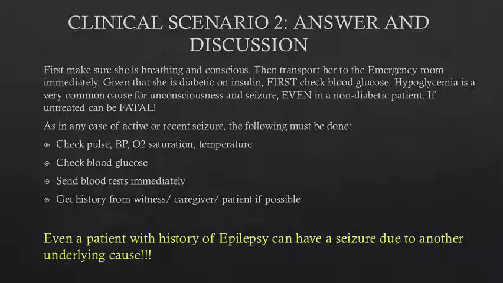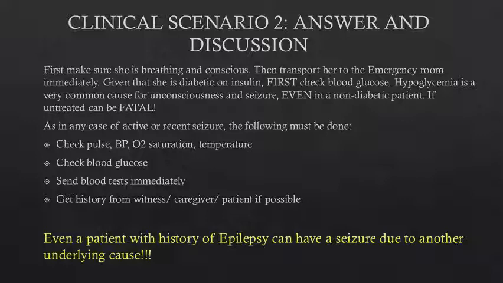The first step is to check her airway, breathing, and circulation to make sure she is breathing and conscious. Then, transport her to the emergency room immediately. Given that she is diabetic on insulin, first check blood glucose. Hypoglycemia is a very common cause for unconsciousness and seizure, even in a non-diabetic patient. If untreated, it can be fatal.